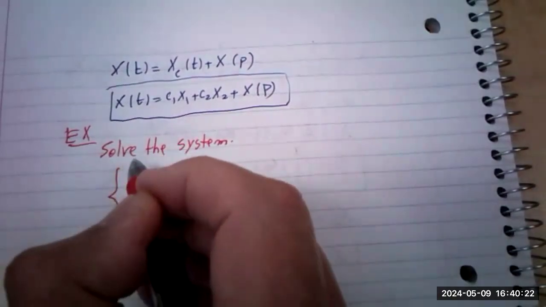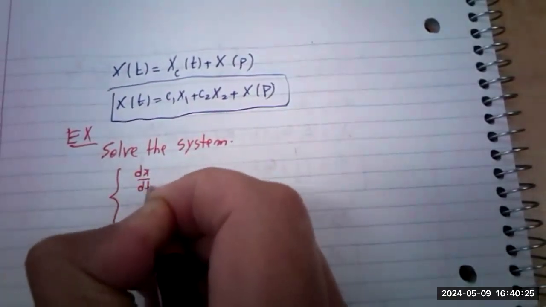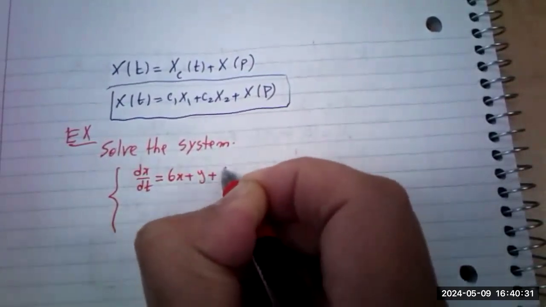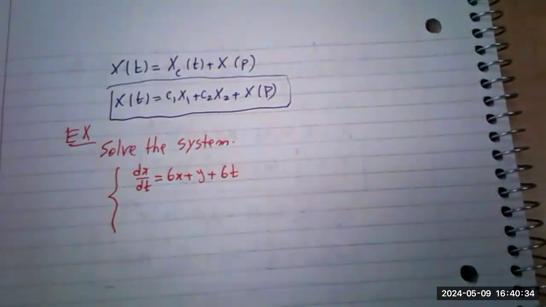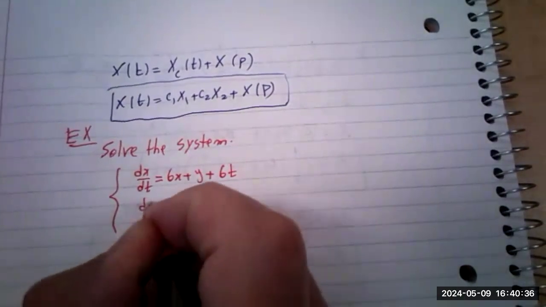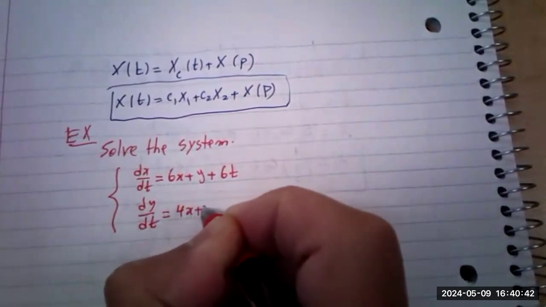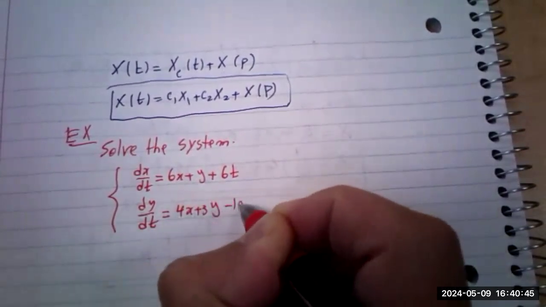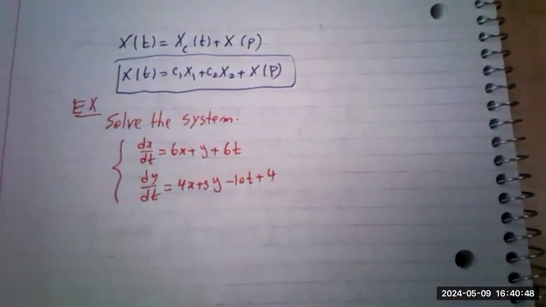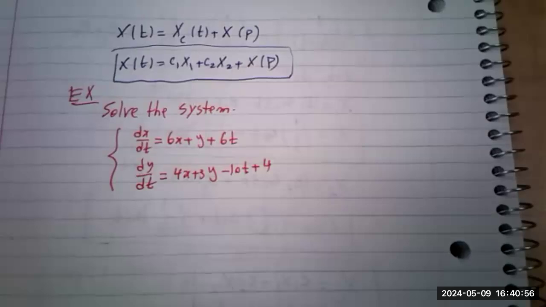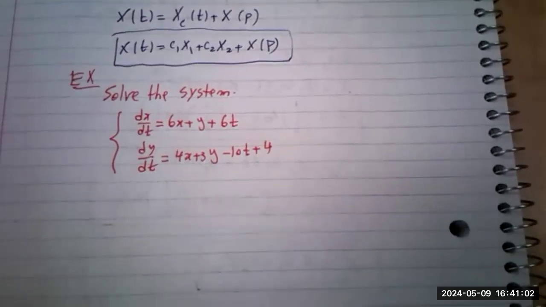We have dx/dt equal to 6x plus y plus 6t, and the other one is dy/dt equal to 4x plus 3y minus 10t plus 4. See this system? Your function is just a linear function. You may have a linear or quadratic for this group. It's going to be higher than this. It takes quite a while to do. Okay, there we go. Go for it.